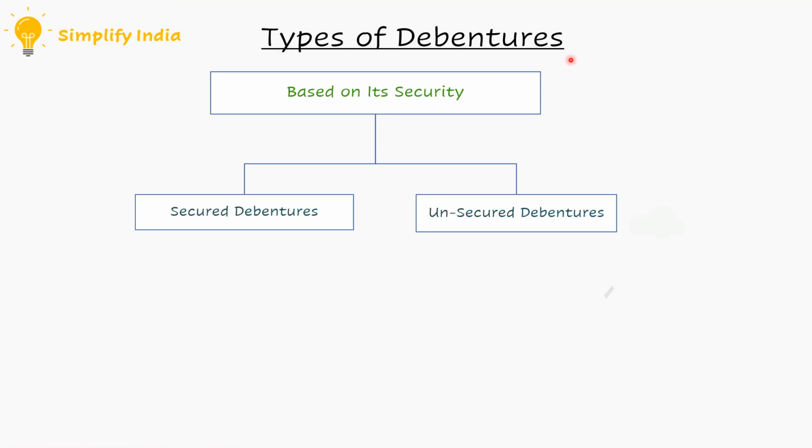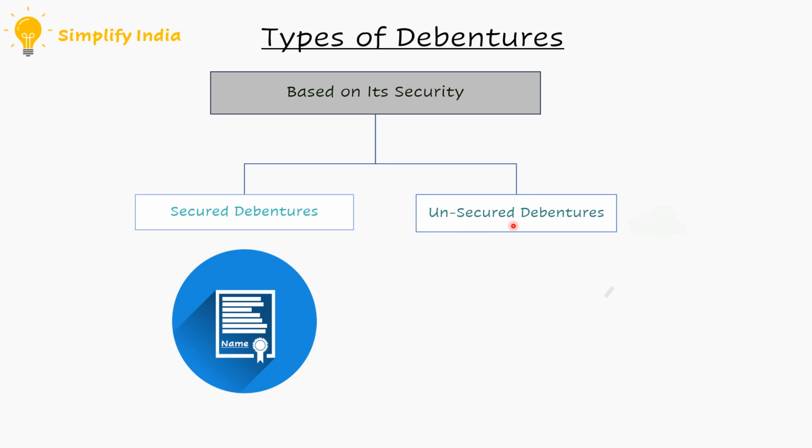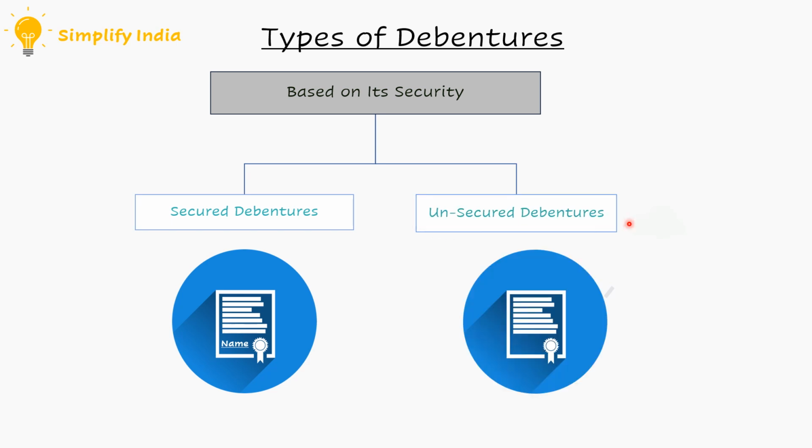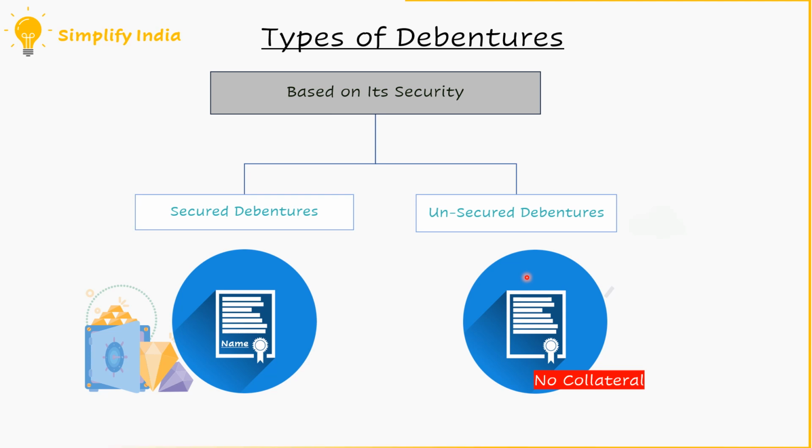Next we have the types of debentures based on security. Here we have two types: secured debentures and unsecured debentures. In the case of secured debentures, there will be a collateral security or an underlying asset for the debenture, whereas in the case of unsecured debentures, there will be no collateral security or underlying asset.